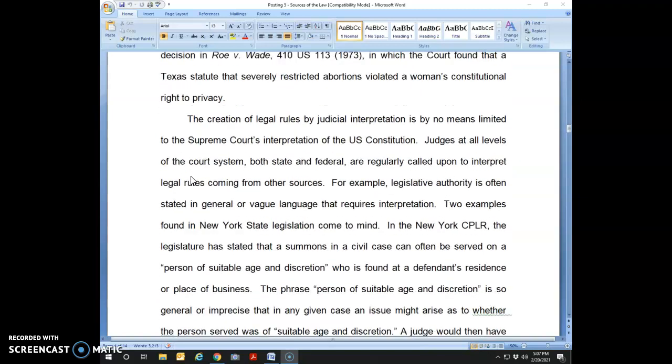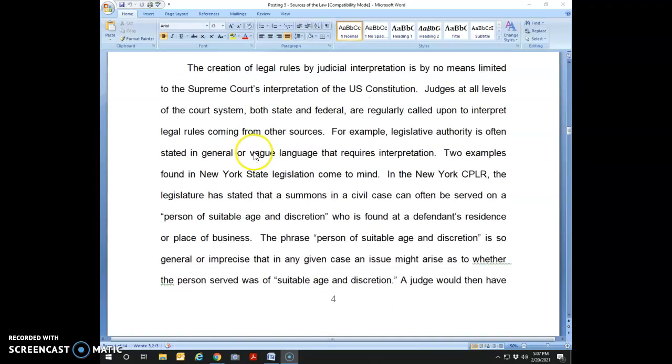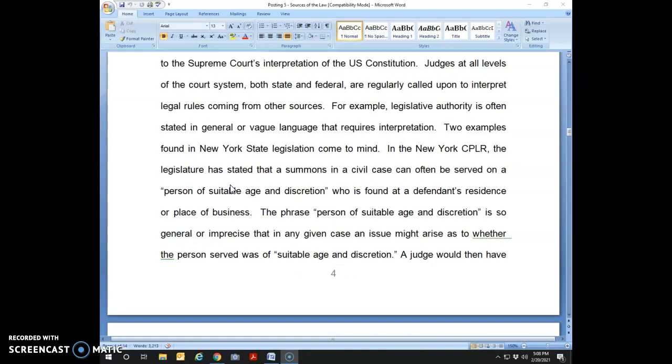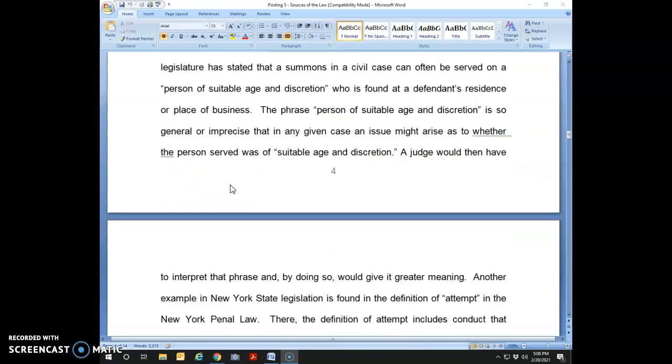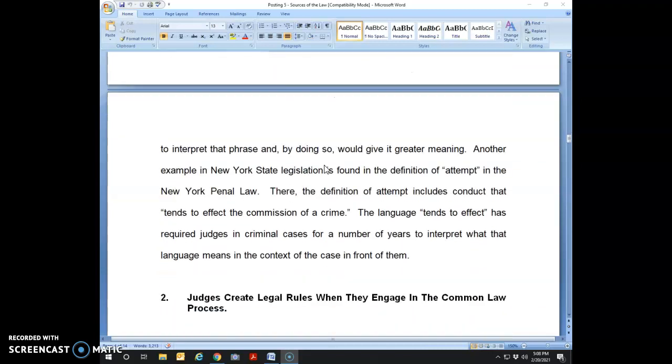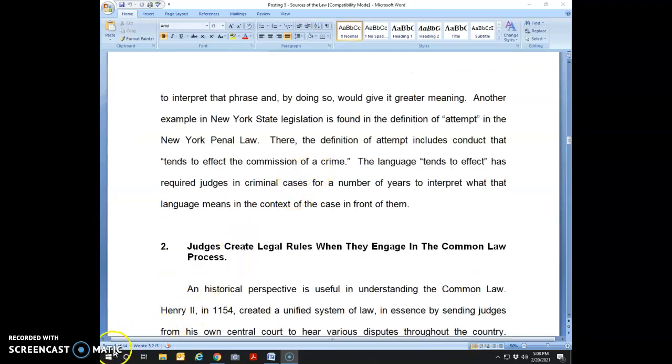And then, as I point out, the creation of legal rules by judicial interpretation isn't by any means limited to the Supreme Court's interpretation of the U.S. Constitution. There are a number of instances where there's a legal rule from the legislature, from the administrative agency, or maybe an executive authority, where there's a requirement of interpretation, and we know more about the law after there's been the interpretation than before. And I focus on New York law about suitable age and discretion for service of a summons and use that as an example. And I'll stop the video at this point.